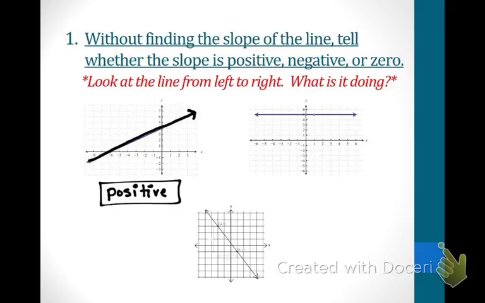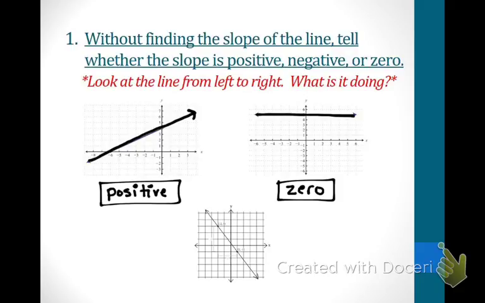Let's look at this one. Look at it from left to right. What is it doing? Going straight. It's not really doing anything. So what is my slope? Zero. Because there is no rise. There is a run, but if you don't have a rise, think about it. If my rise is zero and it's running 10, what is zero divided by 10? Zero. So anytime you have no rise, it's going to be a zero.